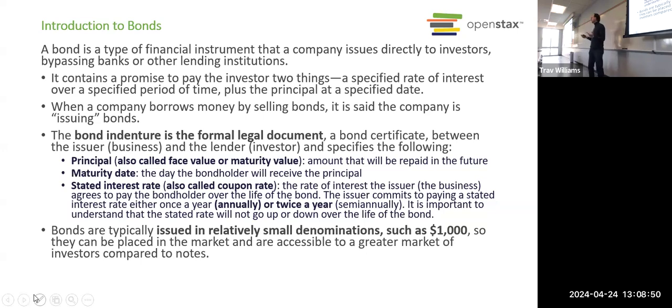If they sell the bond, they might not get the face value. They might get more than the face value. They might get less than the face value. But if they hold it to the very end, when the bond matures, that's how much money they get back.